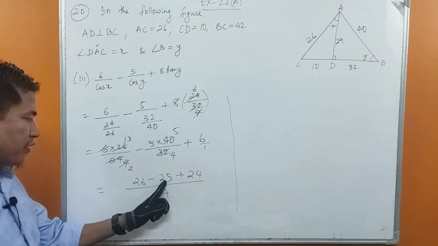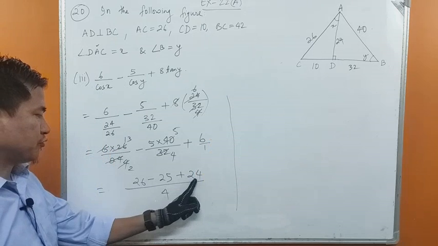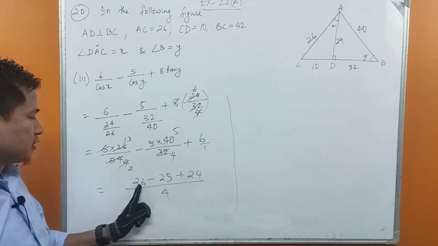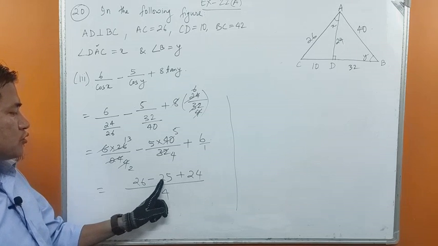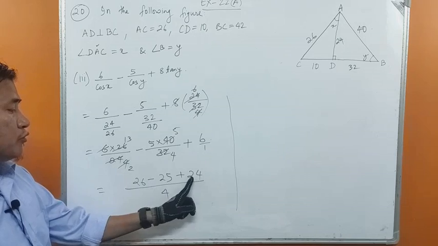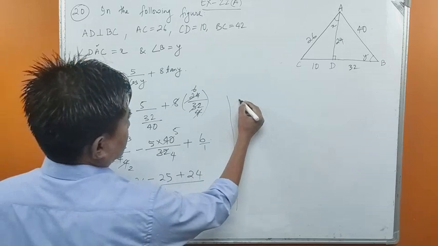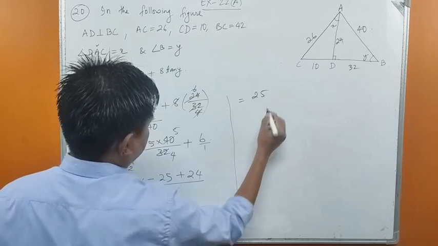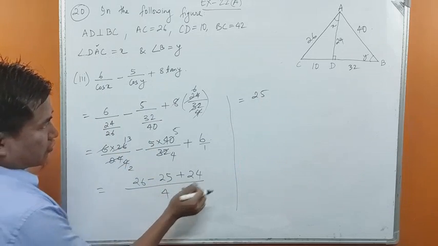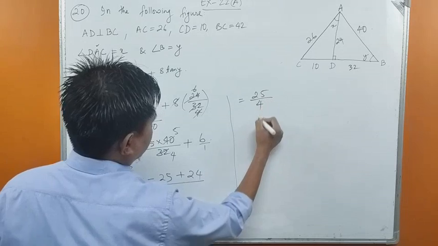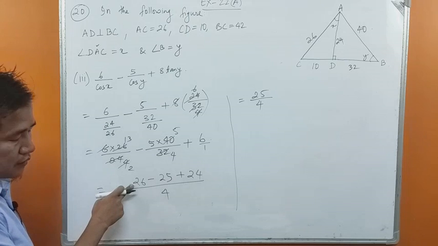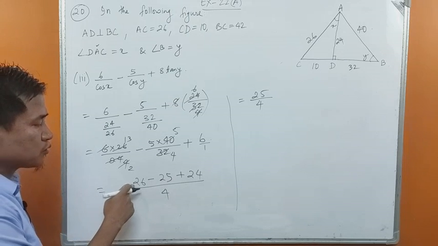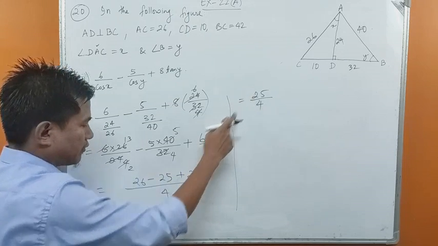So this 25 is negative, 26 and 24 are positive, isn't it? So 26 minus 25 is plus 1, 26 minus 25 is plus 1. So 24 plus 1 is 25. This gives us 25 plus 25 upon 4. Are you getting me? Minus 25 plus 26 gives us plus 1. Plus 1 plus 24 is plus 25 upon 4.